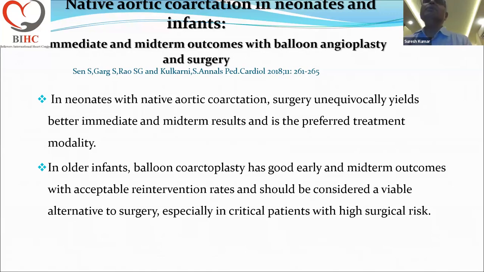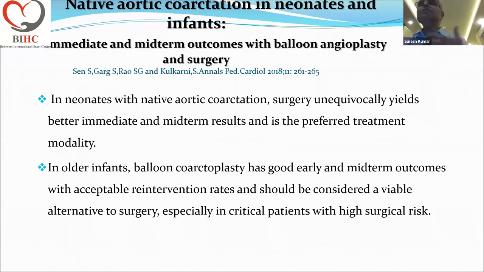There's a study from Bombay, India, where, in neonates with native aortic coarctation, the authors concluded surgery unequivocally yields better immediate and midterm results. There is no doubt about this. But there may be a small number of patients presenting critically ill, where an interventional management may be used for palliation until the baby becomes fit for surgery.